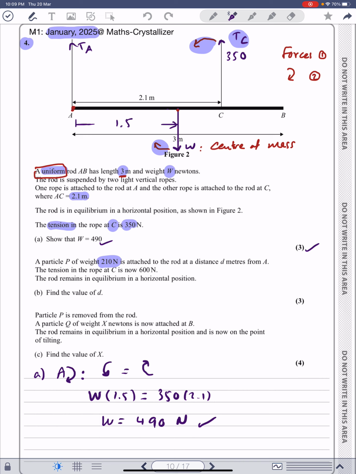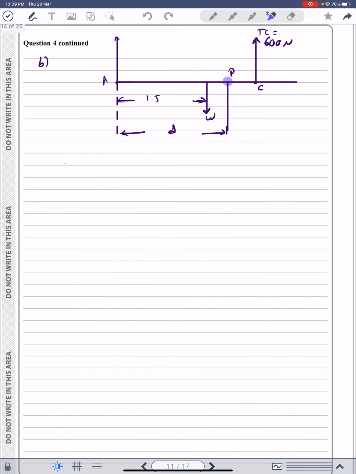The rod remains in equilibrium and now is in the same horizontal position. Find the value of D. Sketch the information here. Discuss the equation in a different way because there's new information. Remember, we can take the moment about any point on the rod we want.